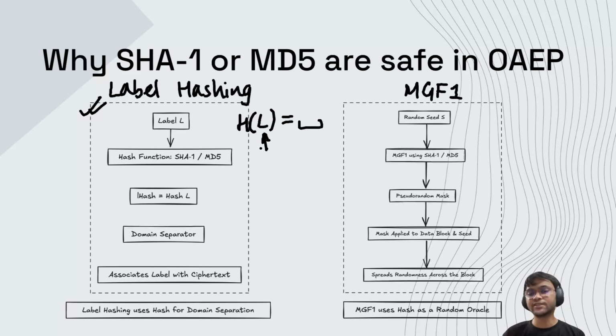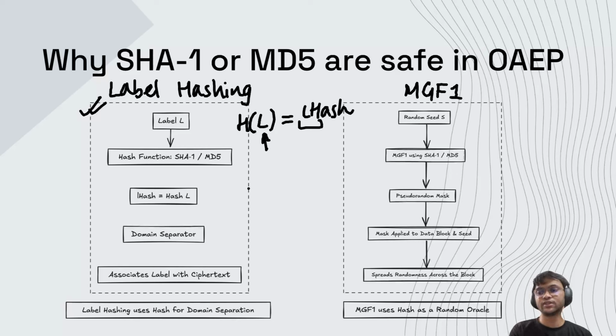Now let's see why that's safe in this context. The hash that we call L hash acts as a domain separator. Its job is simply to ensure that the label is correctly associated with the ciphertext during decryption. As long as the label is chosen wisely, that is, it is not built from adversary controlled paths, collision resistance isn't critical here.